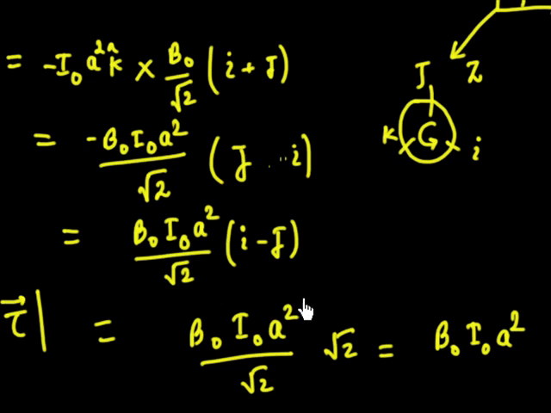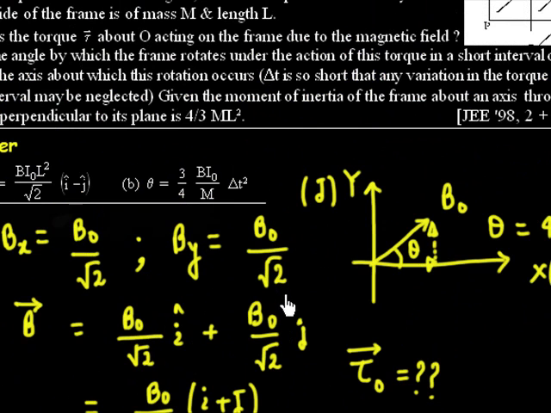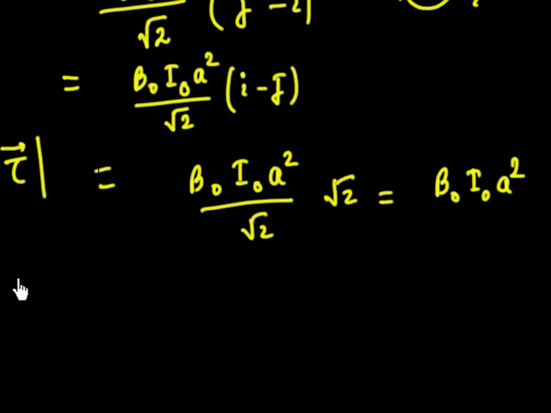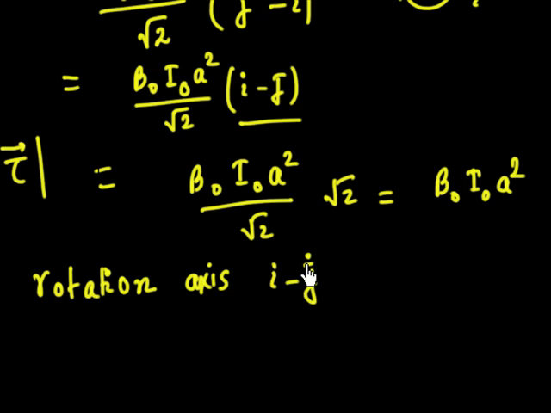What is the axis of torque? That is i minus j. So the next part is also asked. This is the torque B naught I naught L square, that is basically a square. The question also says that the moment of inertia of the frame about an axis that is perpendicular and passes through the center is 4 by 3 ML square. What is the rotation axis? i minus j. So let us try to locate the rotation axis. This ring will rotate about the axis i minus j. So torque is along the axis i minus j, so rotation will happen along the axis i minus j. So the rotation axis is nothing but i minus j. Are you getting or not?